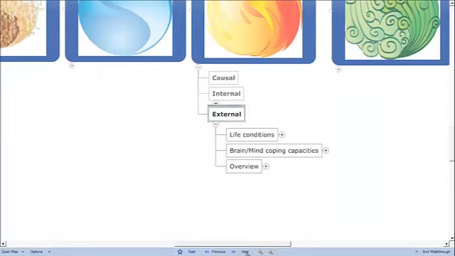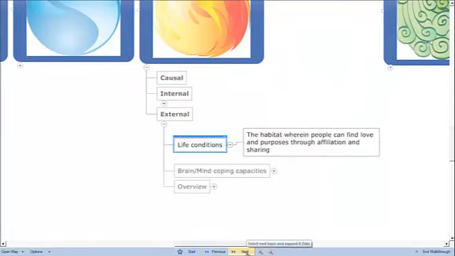So Fire External, the life conditions are that the habitat wherein people can find love and purposes through affiliation and sharing. This is really the level of caring and sharing, the level of consensus, the level of the group. You'll see a lot of people are into helping others, helping animals, helping the environment. This is the level of most vegetarians. So you'll see a lot of these people that are vegans or vegetarians or something like that. And as far as they're concerned, they have the most highly developed consciousness that there is.